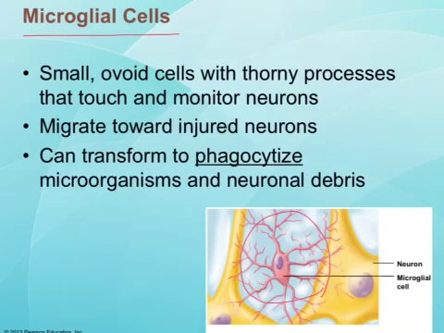This cell is important for the immune response. It can transform into phagocytes, engulfing microorganisms and neural debris, so it will eat damaged tissue and unwanted parts. Okay, so that is a microglial cell.